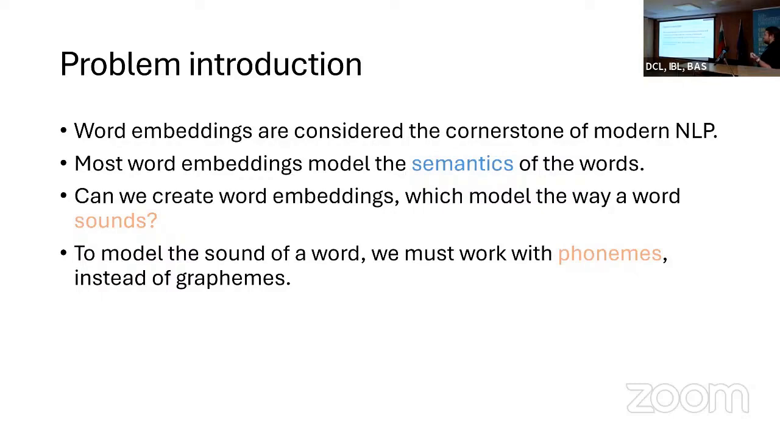As we all know, word embeddings are considered the cornerstone of modern NLP. Most embeddings model the semantics of words, so the meaning. And during my master's thesis, we asked ourselves, okay, can we have embeddings which model the way a word sounds? If we would go in that direction, we would need a model that would work on phonemes instead of graphemes. The answer is yes, we can create such embeddings.